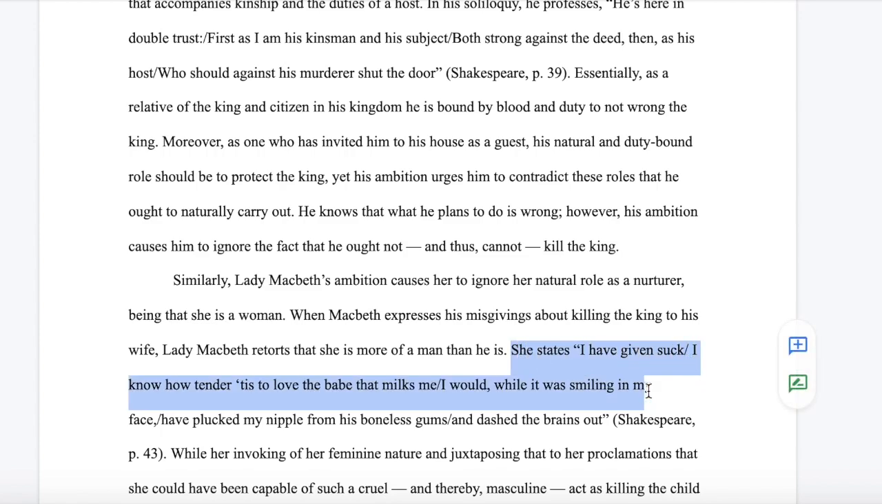She states, "I have given suck. I know how tender it is to love the babe that milks me. I would, while it was smiling in my face, have plucked my nipple from his boneless gums and dashed the brains out."